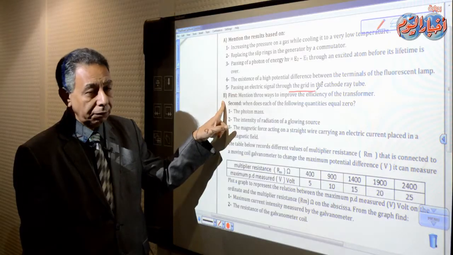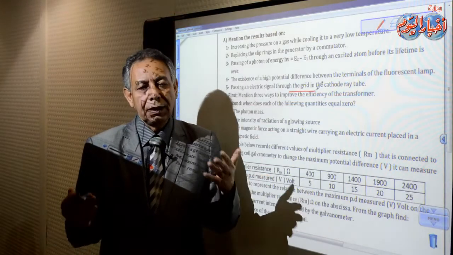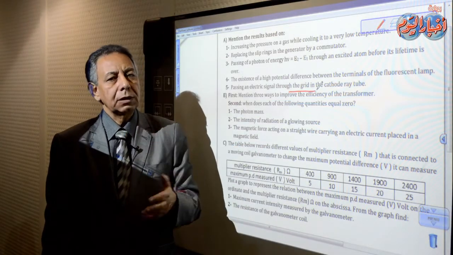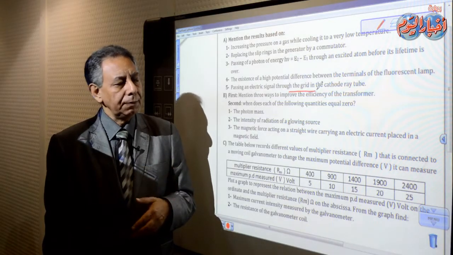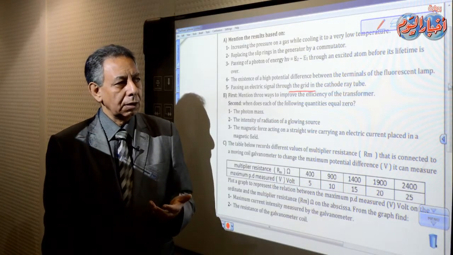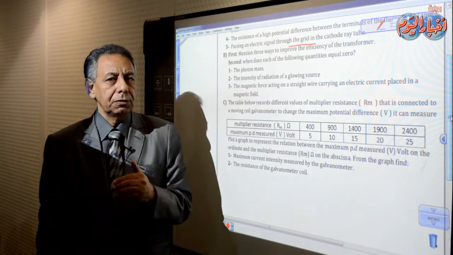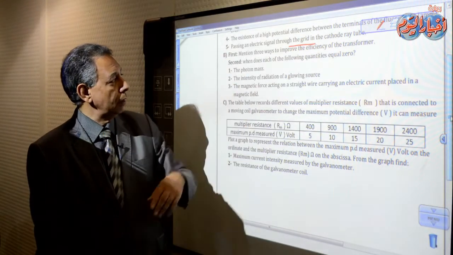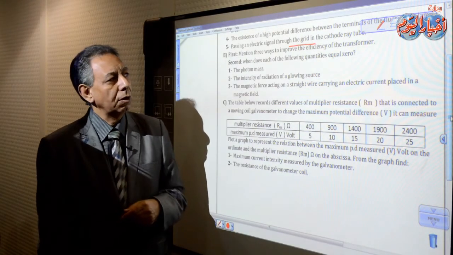The second part in the fifth question: mention 3 ways to improve the efficiency of the transformer. Very easy and famous question. To improve the efficiency, we can use wires made of copper to lower the resistivity of the wire material, and we can use a soft iron core, since soft iron consumes low mechanical energy to arrange its magnetic particles. We can shape the soft iron core in the form of thin laminated sheets insulated from each other. So these are the 3 ways to improve the efficiency of the transformer and reduce the loss of electric energy through the transformer.